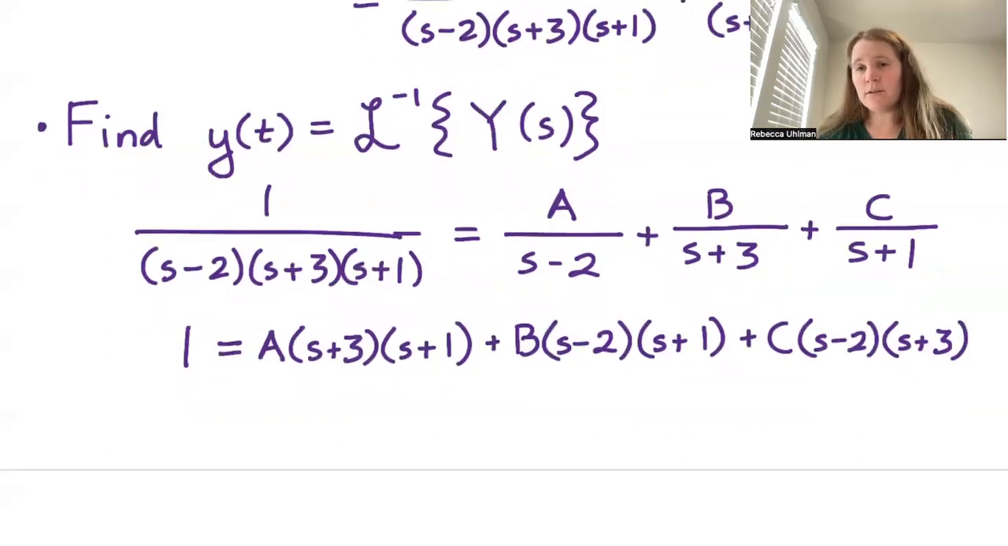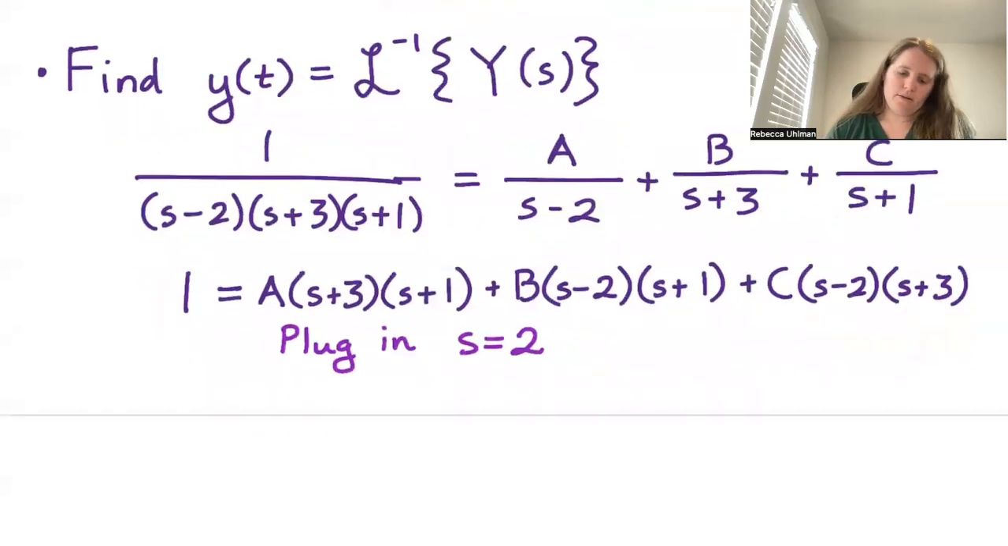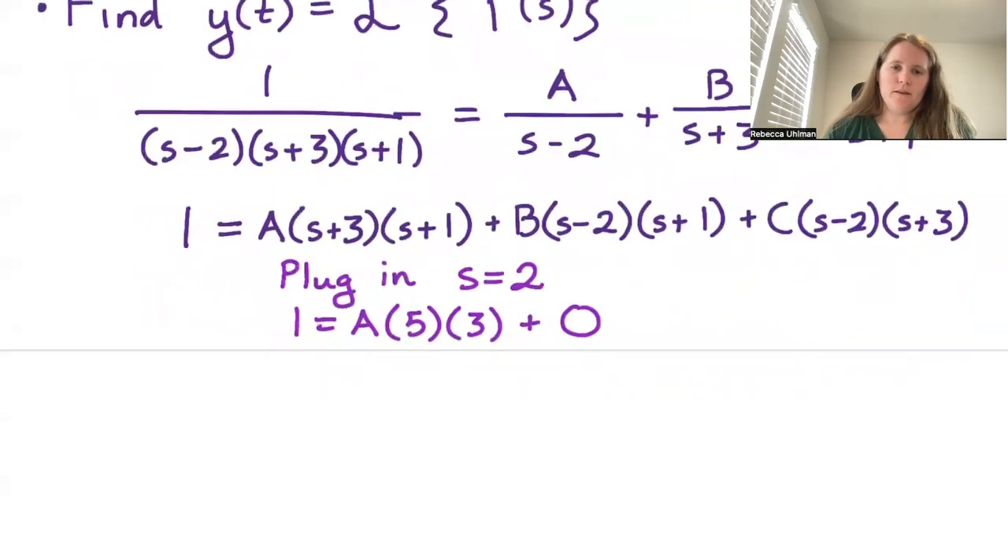This is convenient as long as you have just a series of linear factors. We'll just plug in values that make things equal to 0. So if we plug in s equals 2, then that will make the second and third terms equal to 0. And so we just have 1 is equal to a times 5 times 3, and then the rest would be 0. And so we wind up getting that 1 is equal to 15 times a, or a is 1/15.